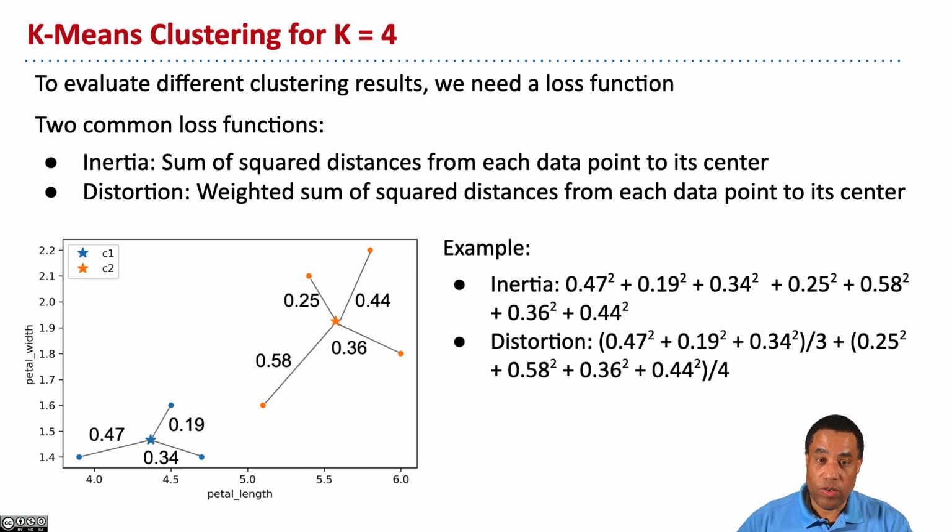Distortion is slightly different. We're going to weight that sum by the size of the cluster. In this case, for the blue cluster, we'll divide by the size of that cluster, which is 3 data points. And in the case of the yellow cluster, we'll divide it by 4, since that's the number of points in the yellow cluster. Some people use distortion, some people use inertia. Scikit-learn uses inertia, and so that's what we're going to use in this lecture.